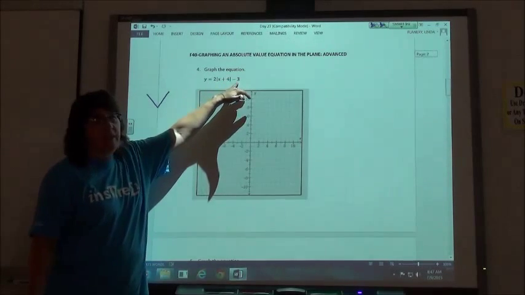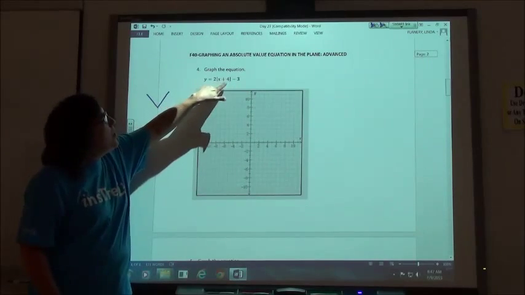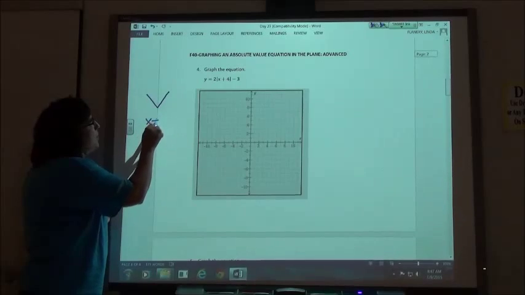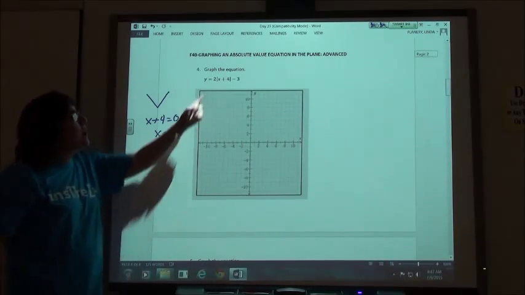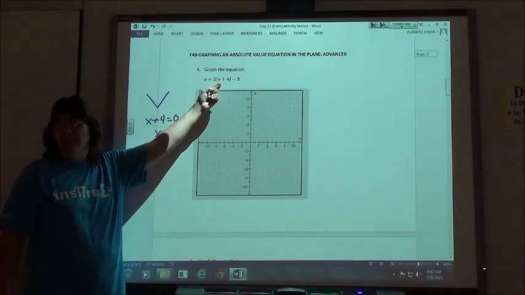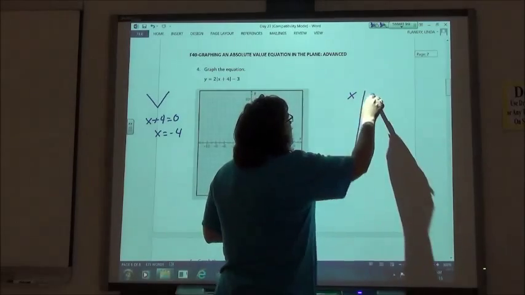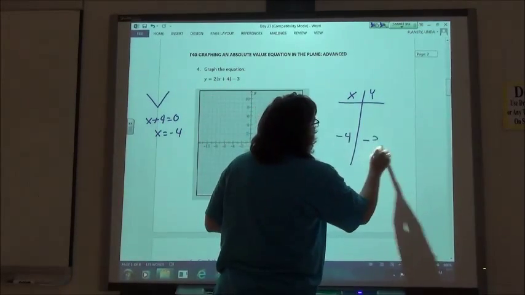The end number shifts the graph up or down, in this case down 3. The number in with the x kind of does the opposite because you have to set it equal to 0. So if x plus 4 equals 0, x equals negative 4. So that actually is going to shift it to the left 4 places. So in my table of values, my vertex is going to be at negative 4, negative 3.